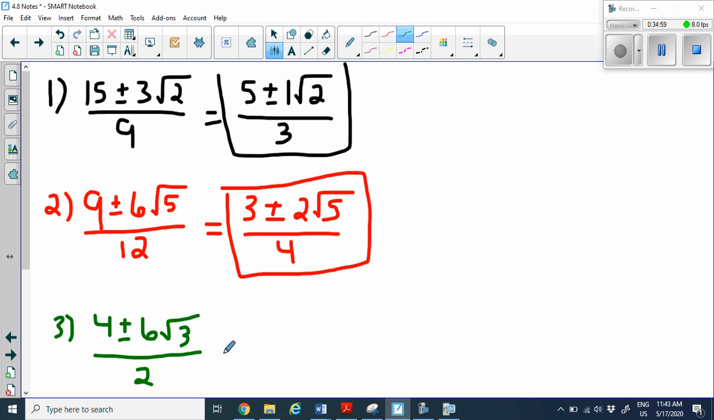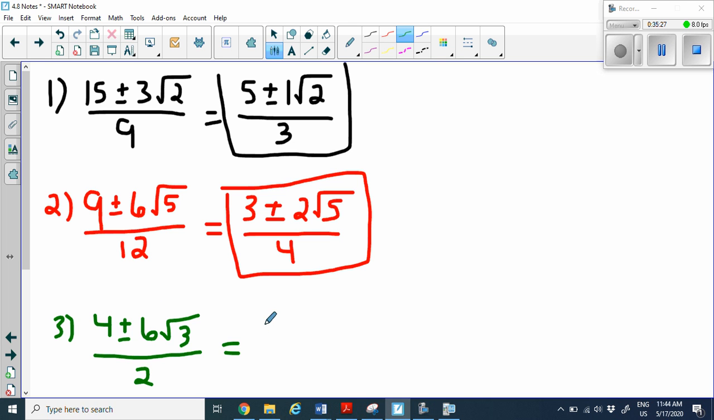Okay, let's see if you got the same thing as I did. So remember, notice the 3 underneath the square root. That is not a perfect square, and the only perfect square that goes into it is a 1, so we can't simplify it anymore. But let's see if the numbers outside the radical, so the 4, 6, and 2, all have a number in common. They do. They all have a 2 in common. So I'm going to divide every number that is outside the radical by the 2.